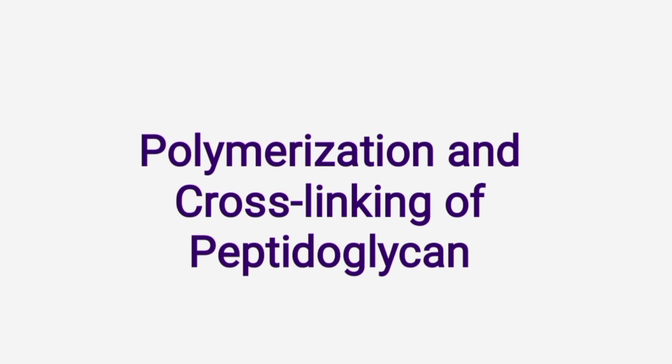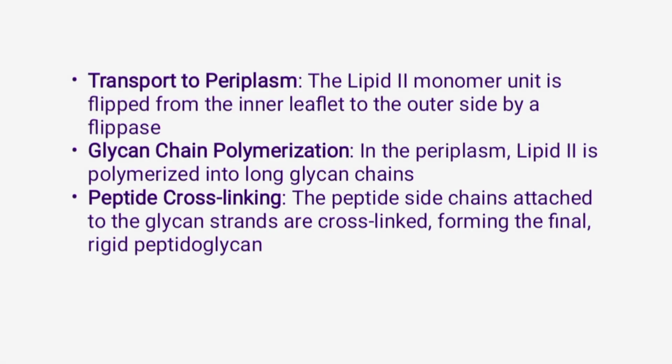Hello everyone, in this video we see stage 3, that is polymerization and cross-linking of peptidoglycan. It occurs in 3 steps. First is transport to periplasm.